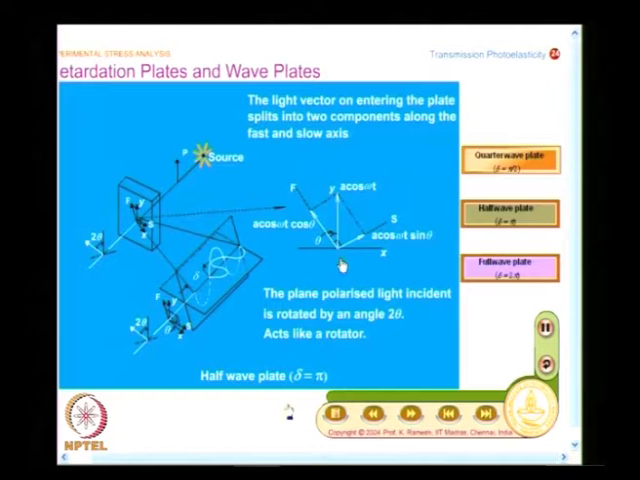When I go to a half wave plate, a simple argument is I will have, instead of a cos omega t, suppose there is a retardation, this will become a cos(omega t plus pi). So, that is nothing but minus a cos omega t. So, you will have a component here. So, the resulting will be in this direction. So, a plane polarized light which is incident on the model remains plane polarized, but rotated by angle 2 theta.